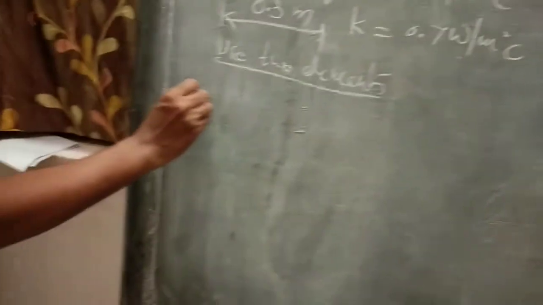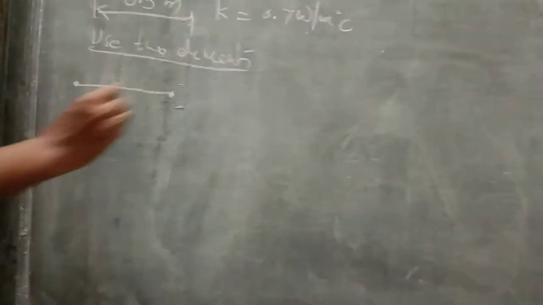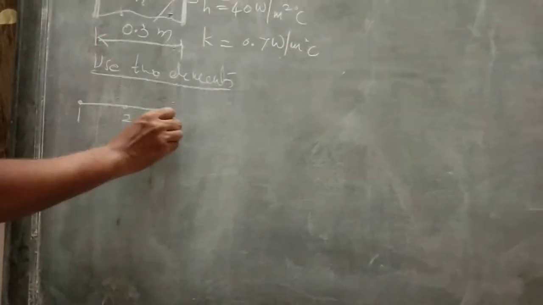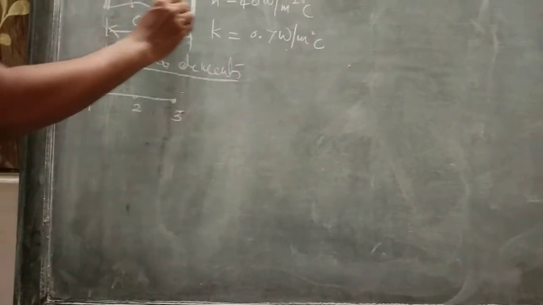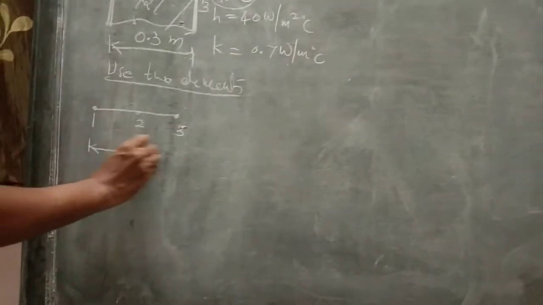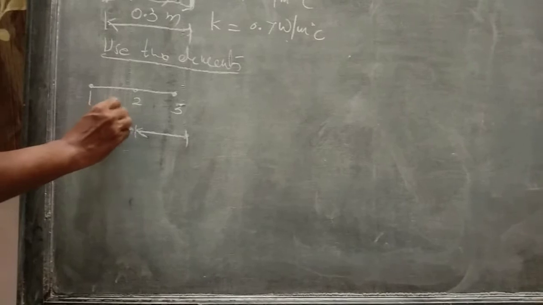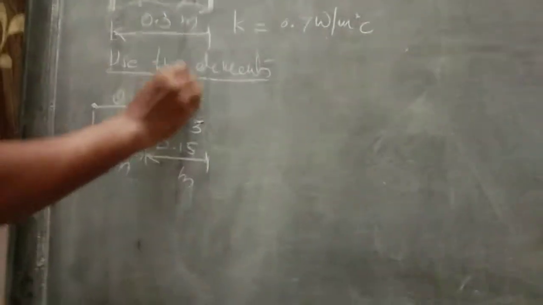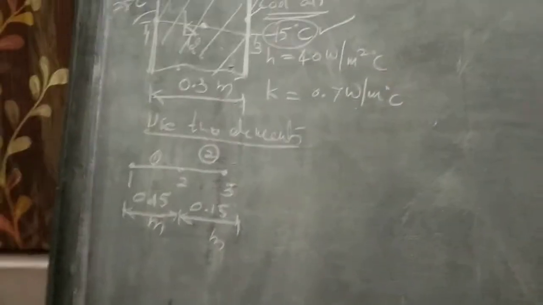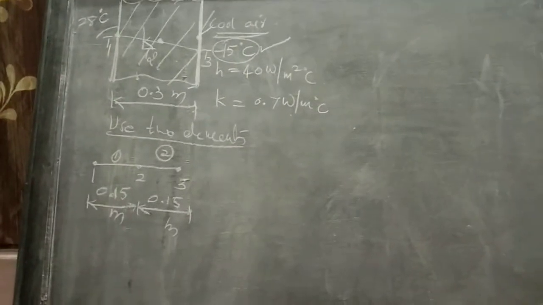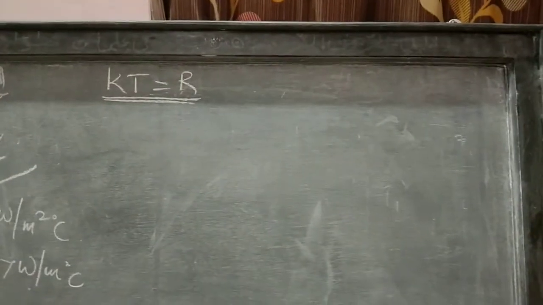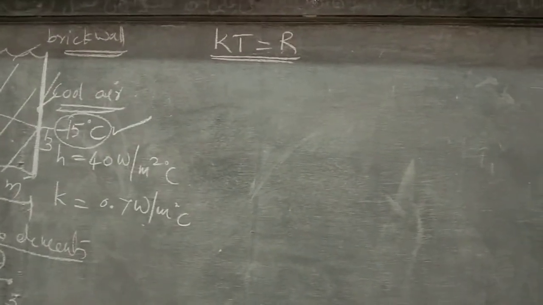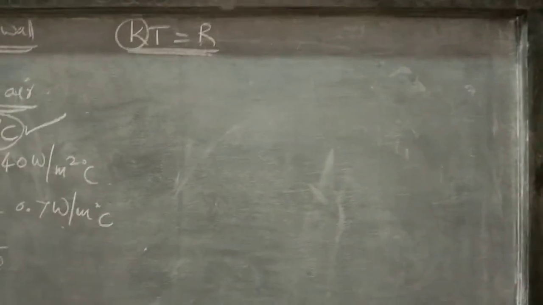Now first generate the finite element model considering this brick wall as two elements. Equally divide this brick wall into two elements. This is 0.3 meter, so if you divide it equally, each element length, that is thickness, is 0.15 meter. Now let us generate the thermal stiffness matrix for each element. At last we need to generate the global equilibrium equation, that is KT is equal to R, as we know. If you refer to my previous videos, you will come to know KT equals R. Now first find the global matrix considering conduction and convection.